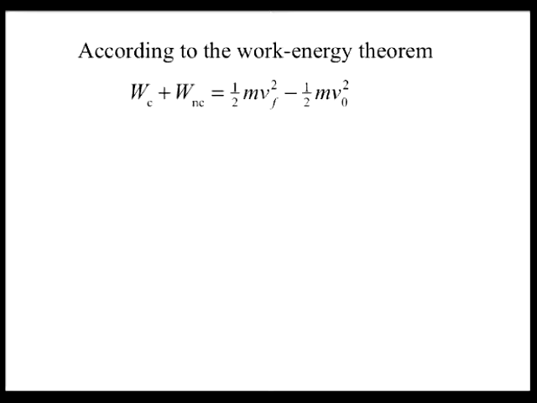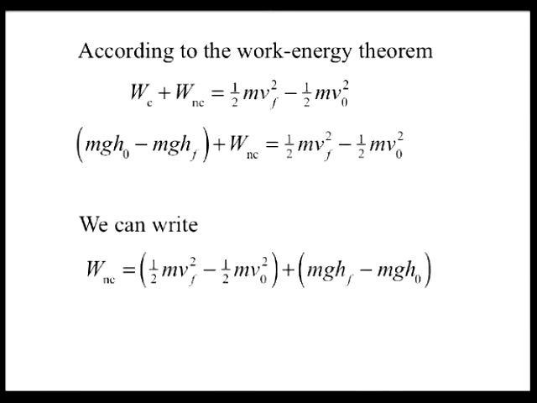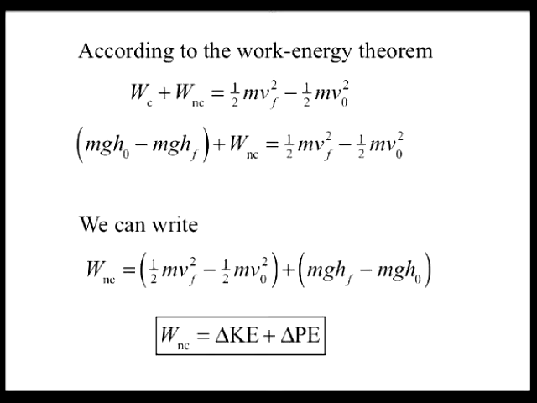If the only conservative force is gravity, then Wc equals mgh0 minus mgh final, and mgh0 minus mgh final plus Wnc equals 1/2 mv final squared minus 1/2 mv0 squared. We can write this as Wnc equals kinetic energy final minus kinetic energy initial plus potential energy final minus potential energy initial, or the work done by the non-conservative force equals the change in kinetic energy plus the change in potential energy.